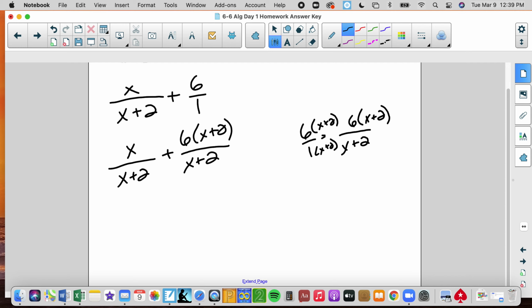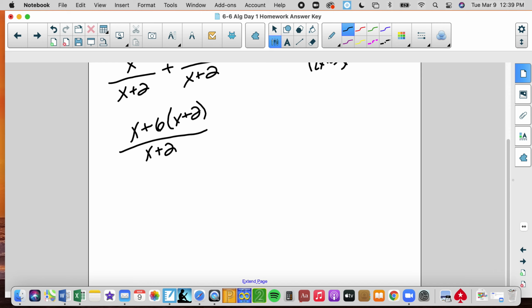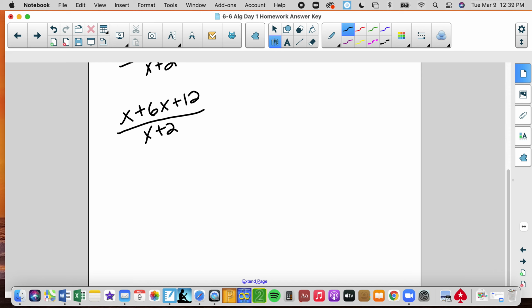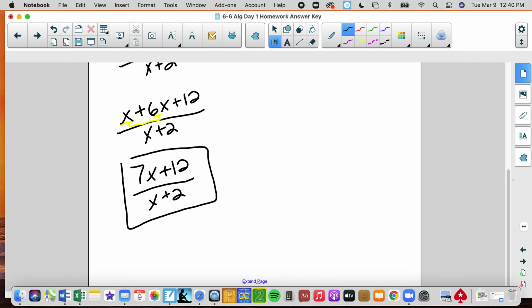Now let's write them all over the same denominator. And showing that step, it took me 2 seconds to write that line. Just write it. Now we're going to distribute that 6 into it, and we get x plus 6x plus 12 over x plus 2. We have like terms. We have x and 6x, and that's going to be 7x plus 12 over x plus 2. Cannot be factored.